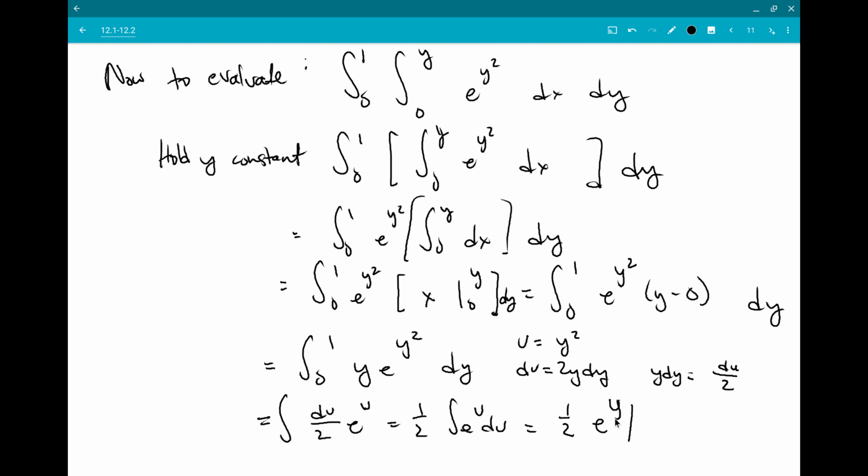But I have to plug back in my y squared because that's what u was. And I go from 0 to 1. So that's just 1/2 times e to the 1 minus e to the 0. That's just 1/2 times e minus 1, if you care to turn e to the 0 into 1. That would be my answer. That part where I paused was just because you also could say u is y squared, so this becomes 0 squared and 1 squared, and then it just becomes 1/2 e to the 1 squared minus e to the 0 squared. You get to the same place. It just depends on how you were taught to do it.